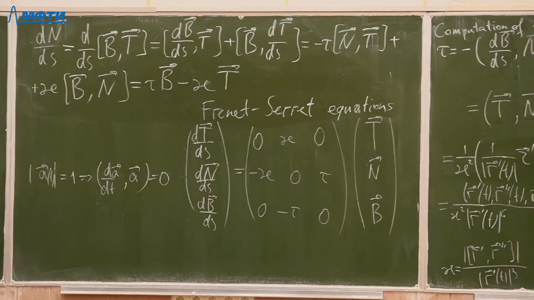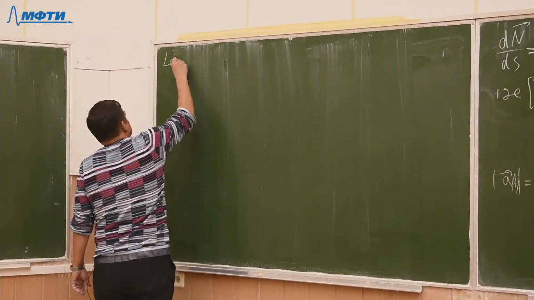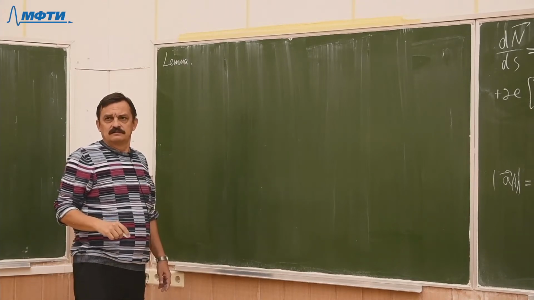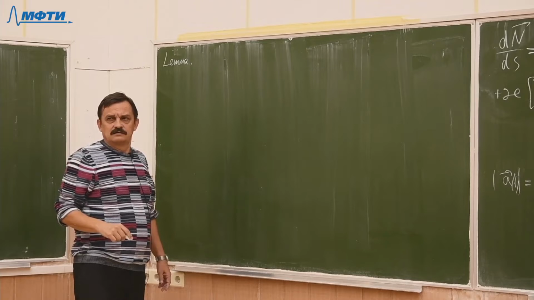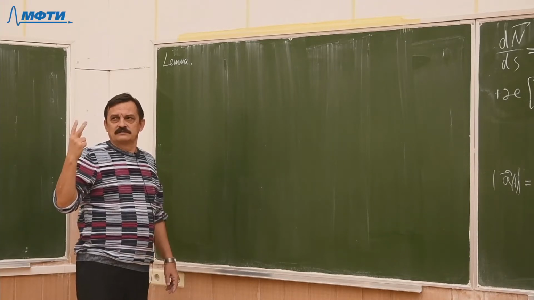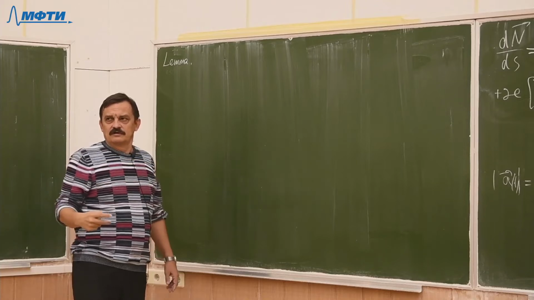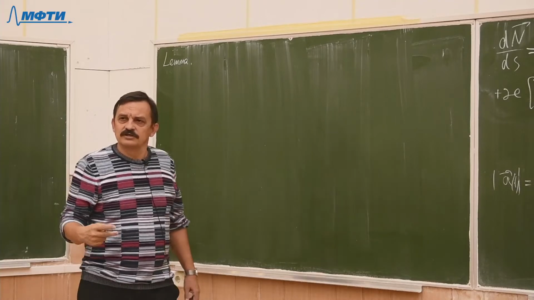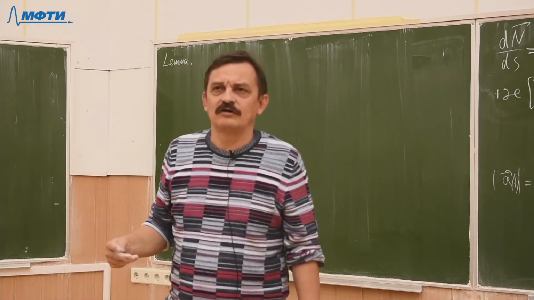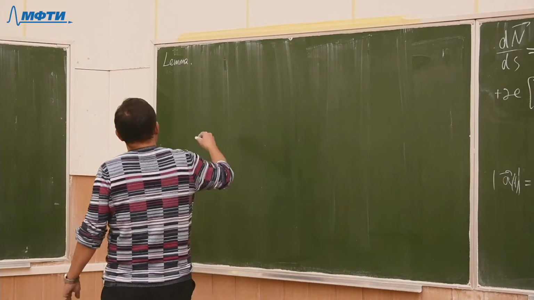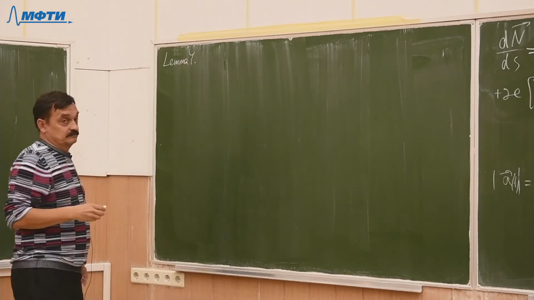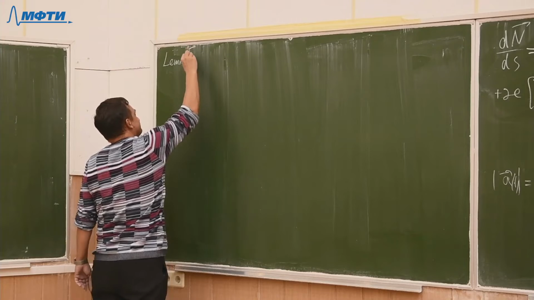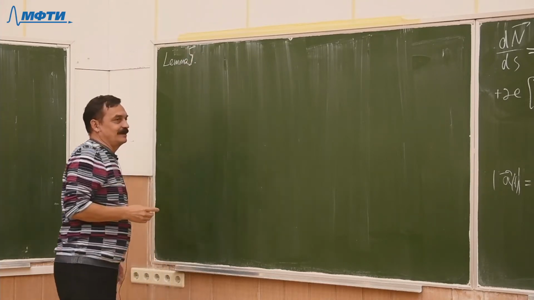Also, I would like to finish this topic with curvature and torsion by looking at the physical meaning. That will be a lemma. Which lemma? 3, I guess. So there were 2 lemmas at the end of the lecture. Which? 3 or 4? 4? Yeah, 4. Lemma 4. Sorry? Lemma 5. Okay. Let it be 5. Yeah. Lemma 5.